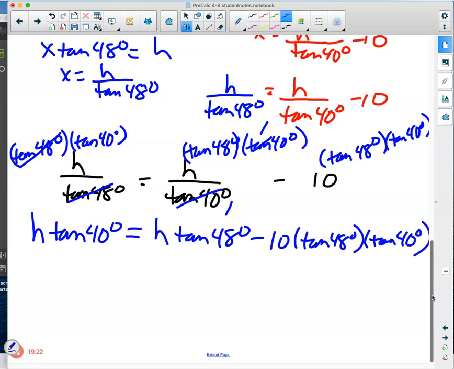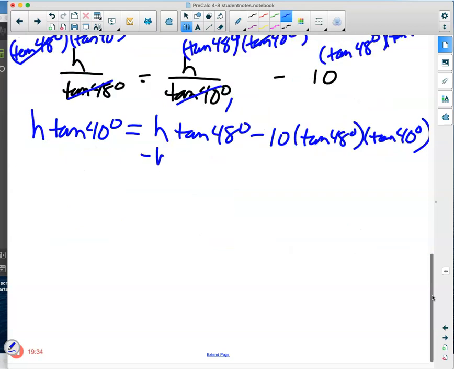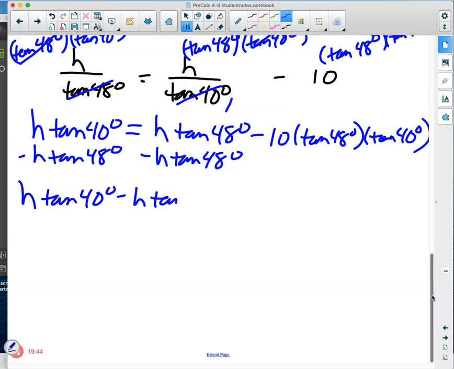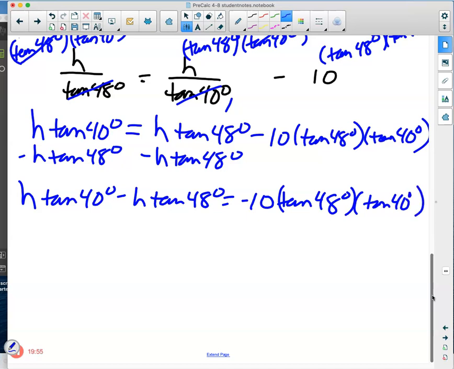That's better. No fractions. But I want one h. I got an h on both sides. That's not good. I better move one of them over. So I'll subtract h tangent of 48 degrees from both sides. And now it will look like this. Still kind of a monster, and we're not done.